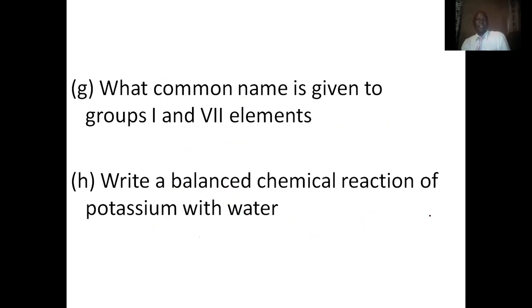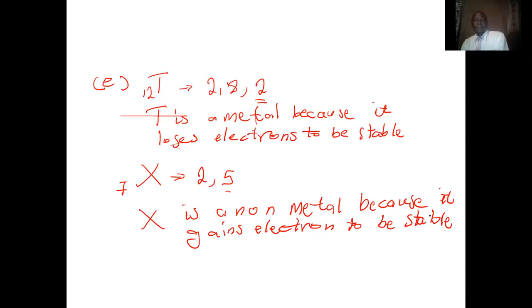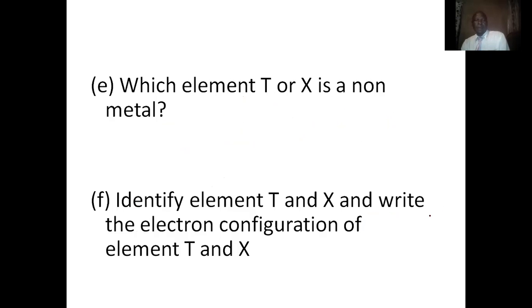What common name is given to group 1 and group 7? Oh, we have omitted number F. Identify element T and X and give the electron configuration of T and X. Actually, we have already given the electron configuration.